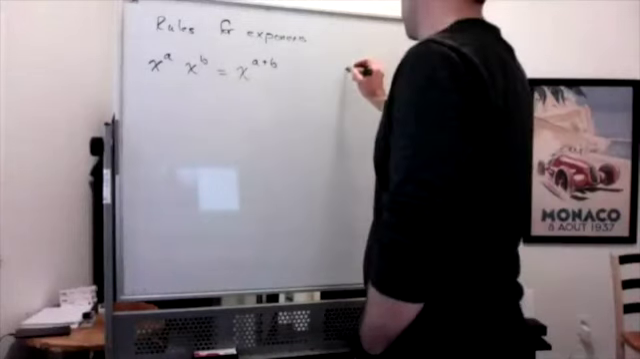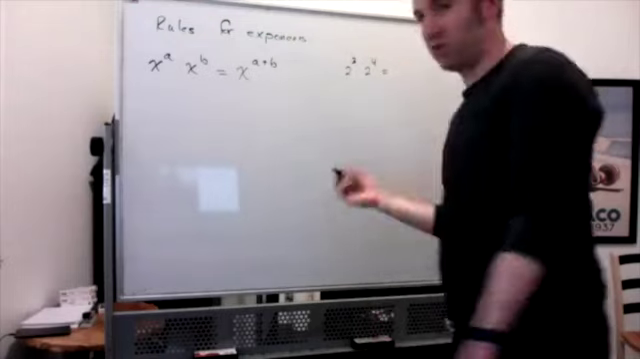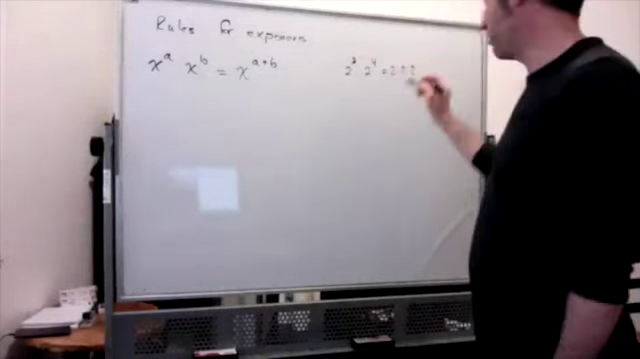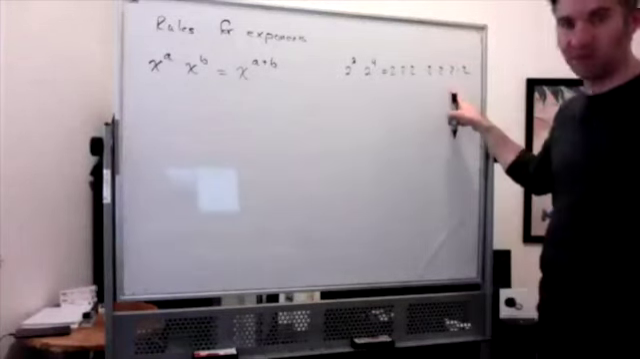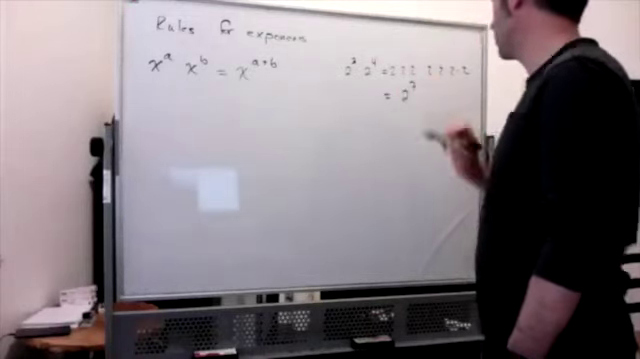If you're multiplying 2 to the third times 2 to the fourth, well, 2 to the third means 2 times 2 times 2. And 2 to the fourth means 2 times 2 times 2 times 2. Well, clearly we're multiplying 7 2's together. So we definitely should write this as 2 to the 7th.